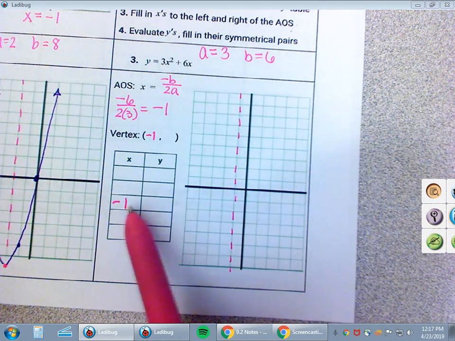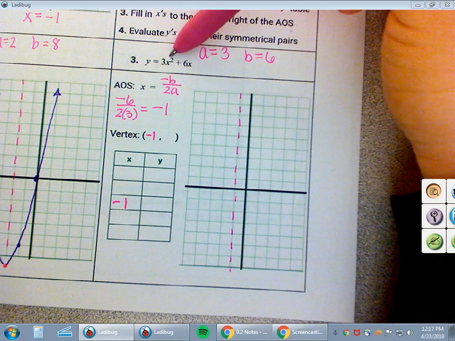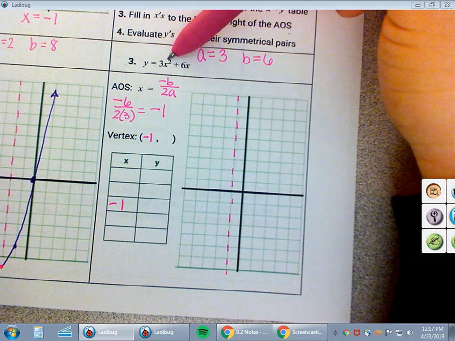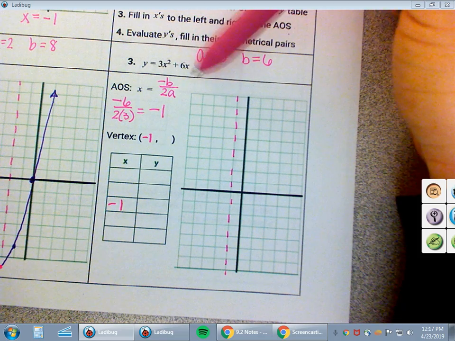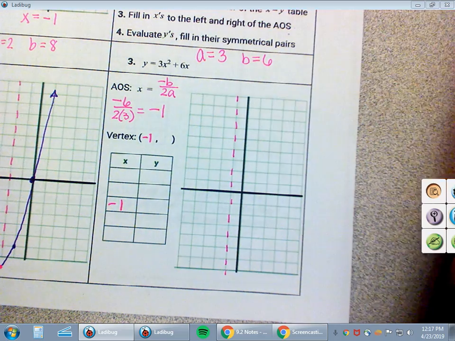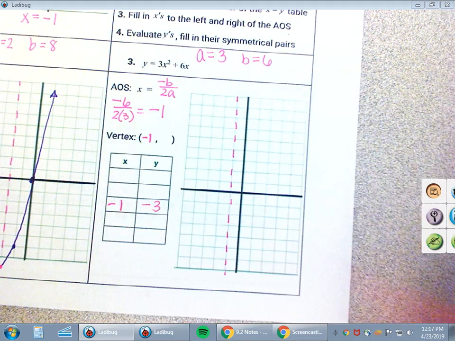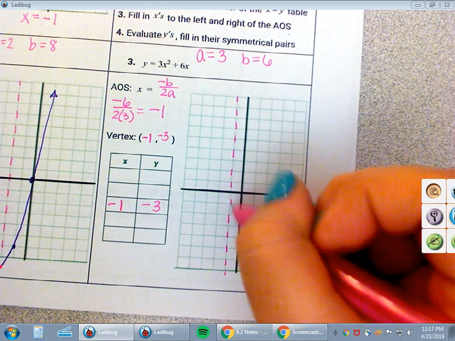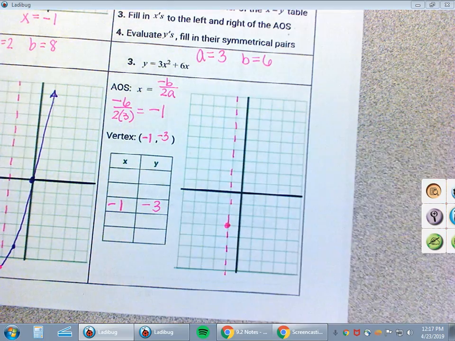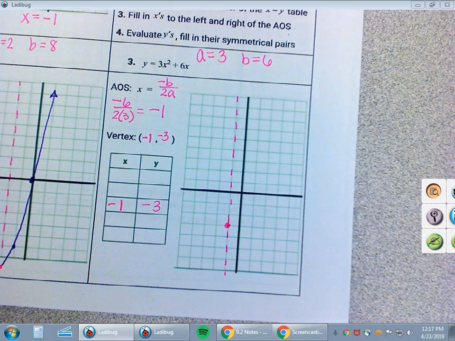So let's see. If we plug a negative 1 in here, I'd have negative 1 times negative 1 is 1. 1 times 3 is 3. 3 plus 6 times negative 1 is 3 minus 6. That's negative 3. So I've got my vertex, negative 1, negative 3. That vertex will always be on the axis of symmetry.